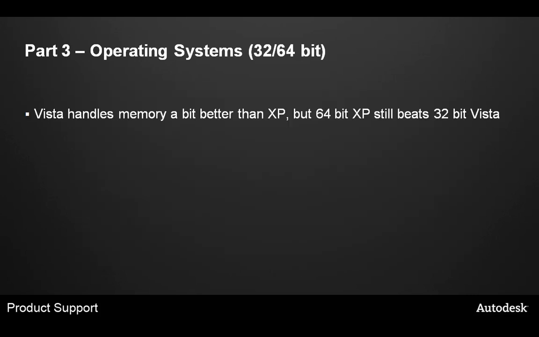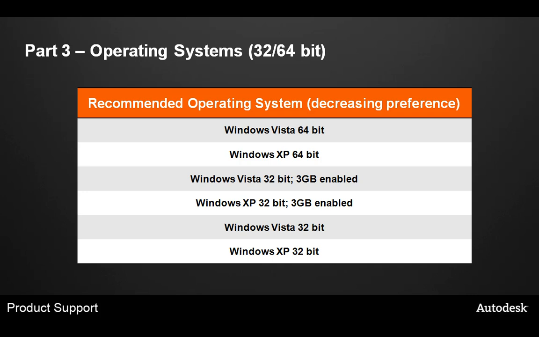So Vista does handle memory a little better than XP, but 64-bit is still better than 32-bit, and that's why in the list you saw, let me go back again, notice once again we have Vista 64-bit and then XP 64-bit. The gain in that 64-bit operating system is still better than the 32.